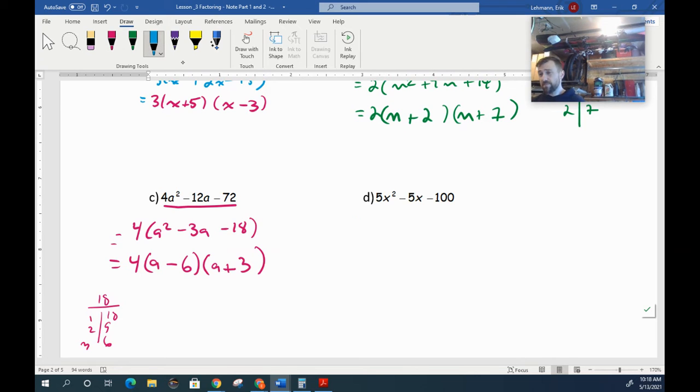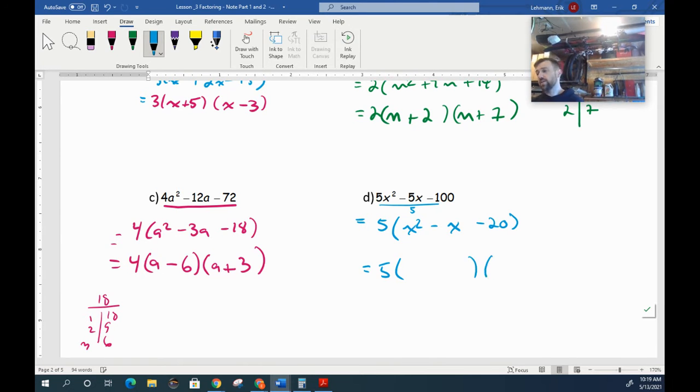One more time. 5x squared minus x minus 20, because we divided out a 5. So I'm factoring out a 5. I can write that 5 there if you want. You don't have to write that, really.